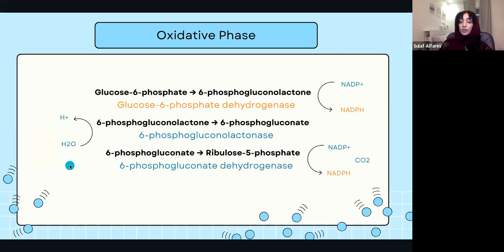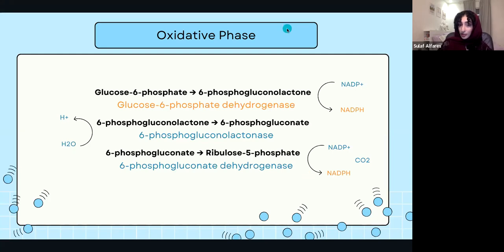And finally, we're going to go to the last step of the oxidative phase. 6-phosphogluconate is going to be turned into ribulose 5-phosphate by the enzyme 6-phosphogluconate dehydrogenase, okay? We can notice the word dehydrogenase again, meaning there's probably going to be a transfer of electrons, meaning this step is also going to release NADPH, okay? So two steps are going to give us NADPH, the first step and the third step. So keep that in mind.